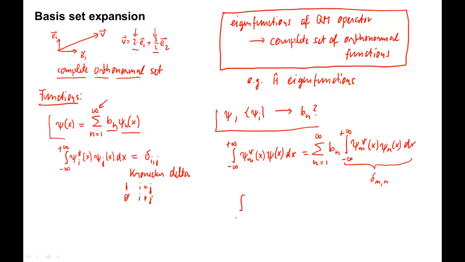finally, the left-hand side equals simply bm. This is how you can compute an expansion coefficient bm from a given function psi and a particular basis function psi m. These expansion coefficients allow you to expand psi as a linear combination of basis functions in the sense of the equation here on the left.